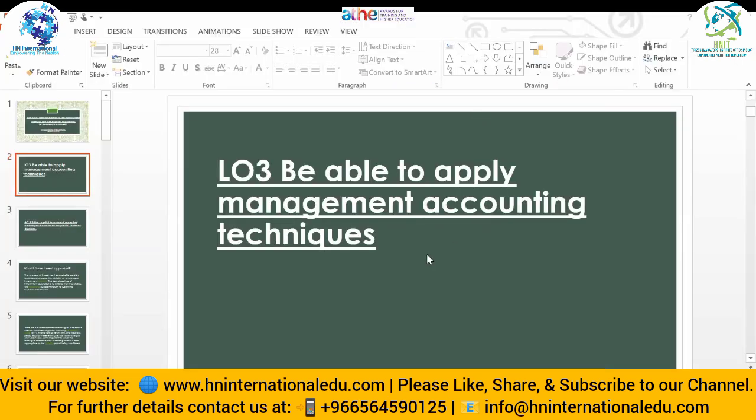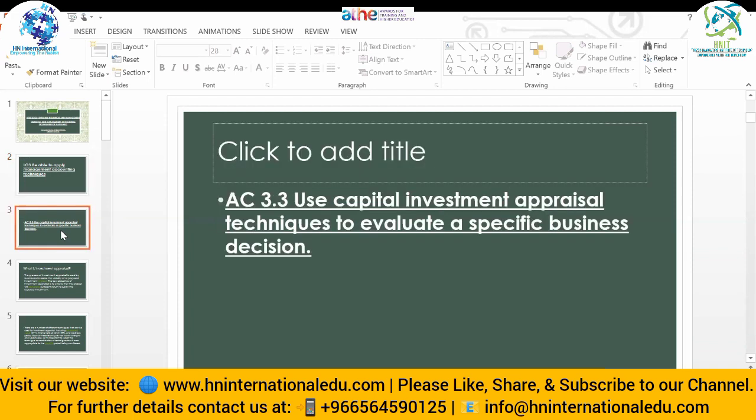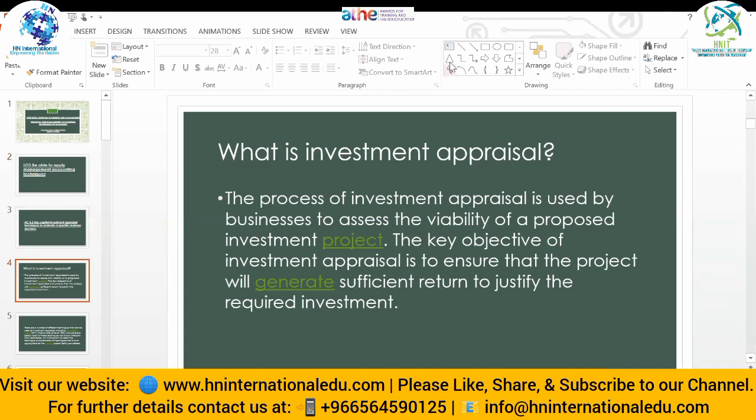The learning outcome 3 states: be able to apply management accounting techniques. That is, now we are going to practically apply these techniques in the practical world, that is through the income statement and various questions. According to the assessment criteria 3.3, it says use capital investment appraisal techniques. Now, capital appraisal techniques or investment techniques, these both things are the same, so you don't need to get confused, to evaluate a specific business decision. Now, how can we evaluate the specific business decision which we take in the organization according to the investment techniques? What actually is an investment appraisal?